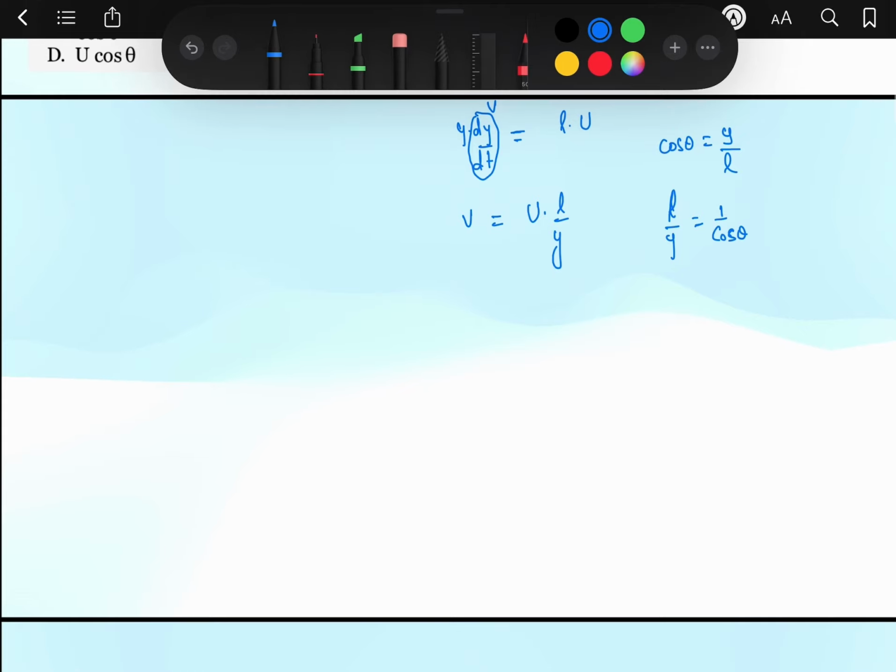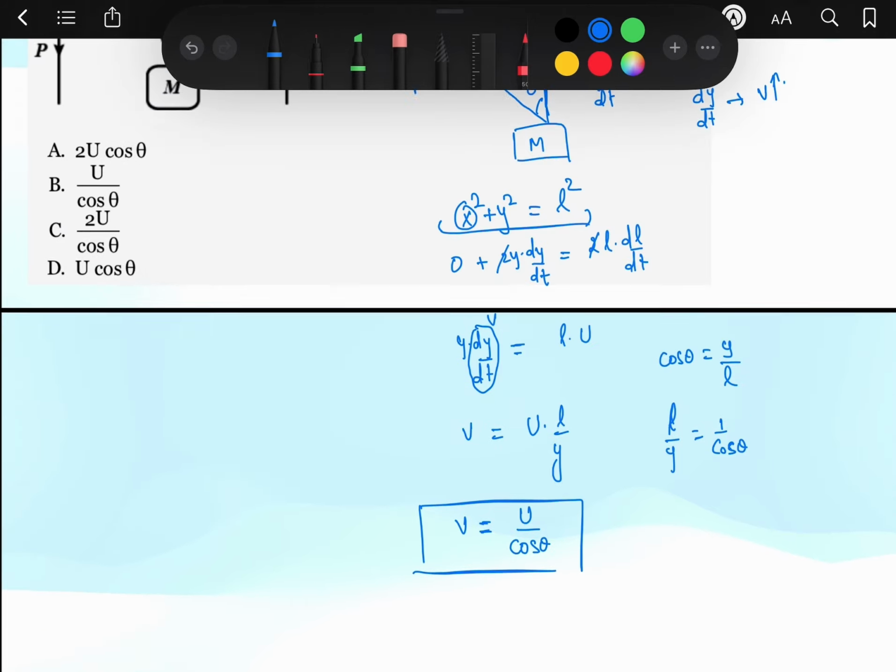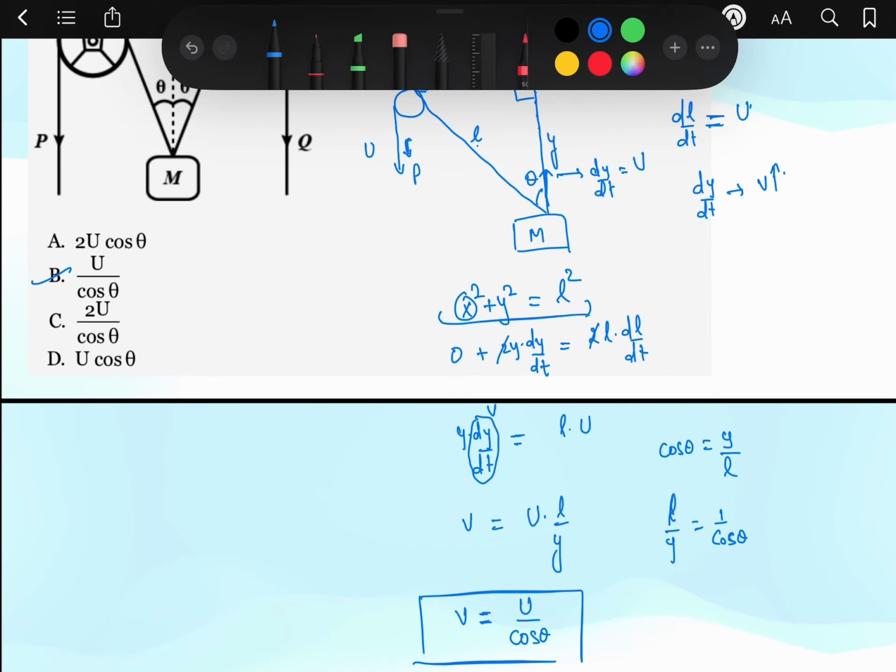So the velocity of this block of mass M in the upward direction will be equal to u into L by y, that means u by cos theta. So this is the answer for our question, that is the option u by cos theta. Option number B is correct.